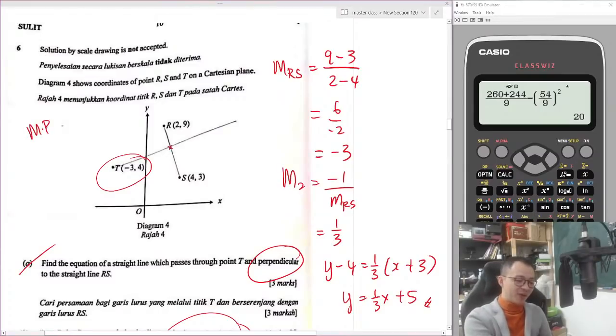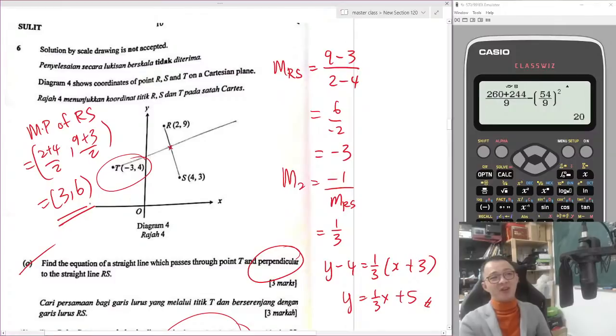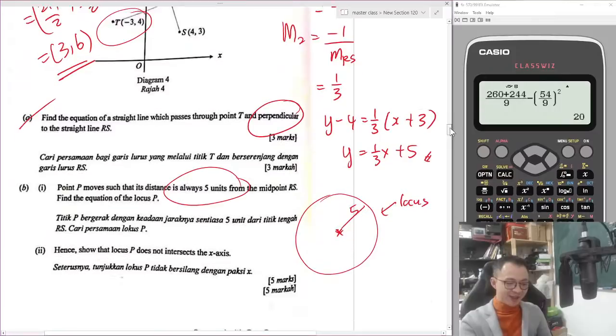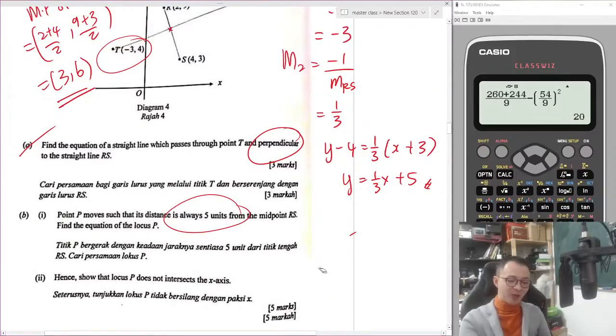So midpoint of RS is basically 2 plus 4 divided by 2, comma, 9 plus 3 divided by 2. Alright, this is 6 over 2 is 3. This is 12 over 2, which will be 6. Alright, this is the midpoint of RS. I just use the midpoint formula here. Then I use the midpoint and want to form the locus with P. P I'm going to call XY, and the midpoint is 3, 6. I will call this M, standing for midpoint.